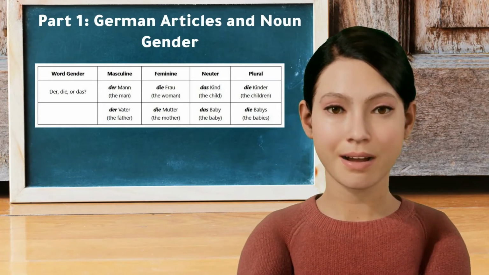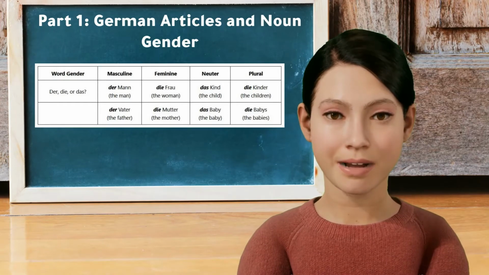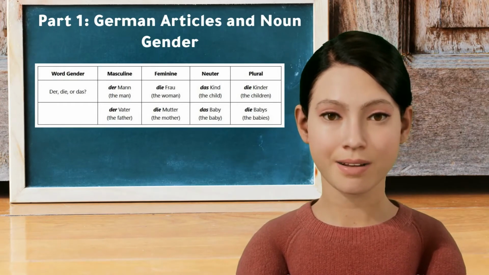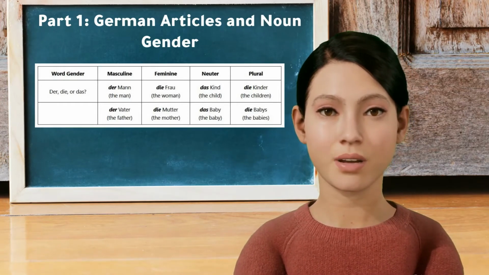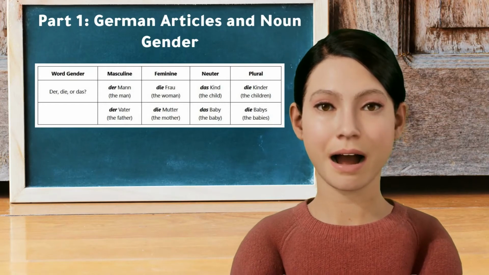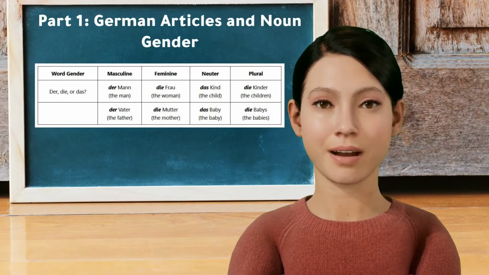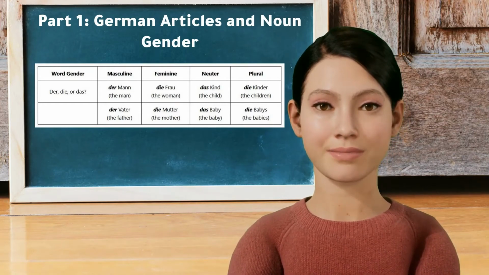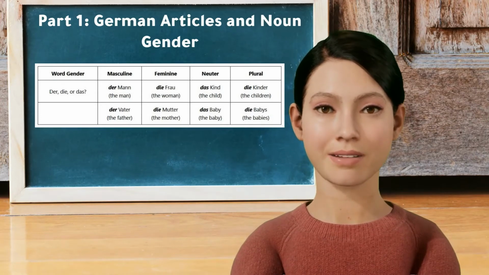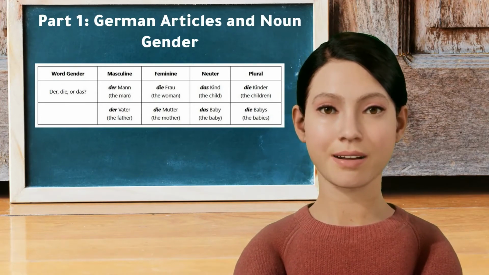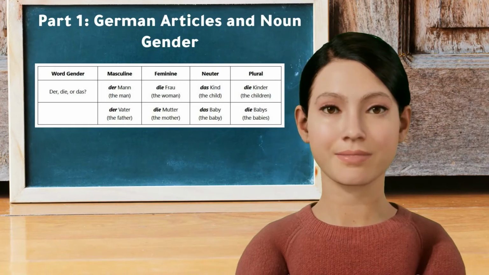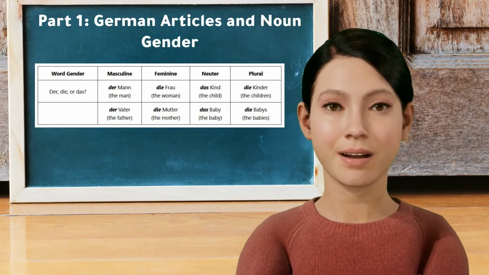You can see in German, the is represented by different words, not just one like in English. Masculine is der, feminine is die, and neuter is das. All male nouns use the masculine form, female nouns use the feminine form, and neuter nouns use the neuter form.